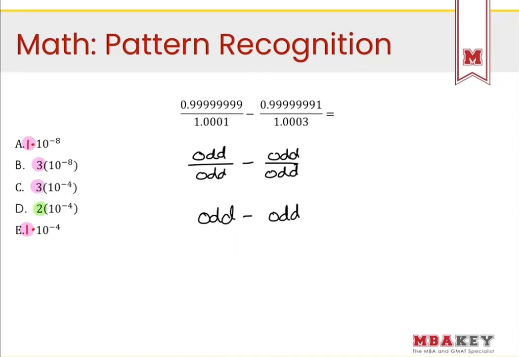What's odd minus odd? So you can substitute numbers. What's 3 minus 1? You get 2, and that's an even number, right? So if the example is 3 minus 1 equals an even number, then odd minus odd will always be an even number. And so you can see from here that chances are that's the answer. And D is the answer.